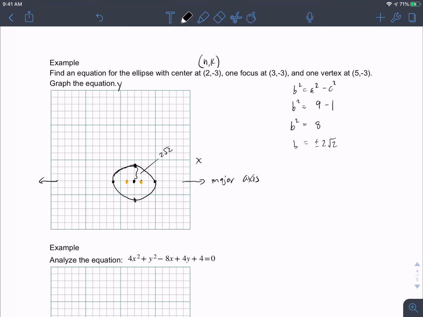Now the equation for this thing is kind of simple. It's x minus 2, just like we've done in the past, over the distance from the center to the x vertices, which was 3 squared, so that's 9, plus y plus 3 over my b squared, and then equal to 1. And that's my equation for this graph.